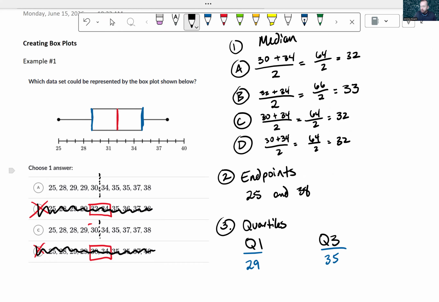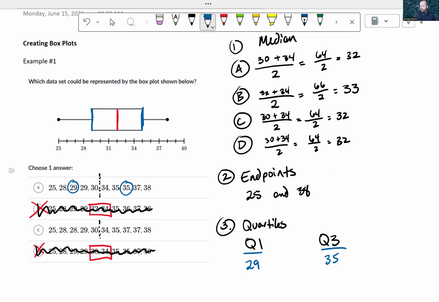We're going to split that down the middle there. Okay, now we're just going to find what Q1 and Q3 is. It's going to be the median of the lower half for Q1, which for this first one is 29, and for Q3 is 35. That looks like a match.